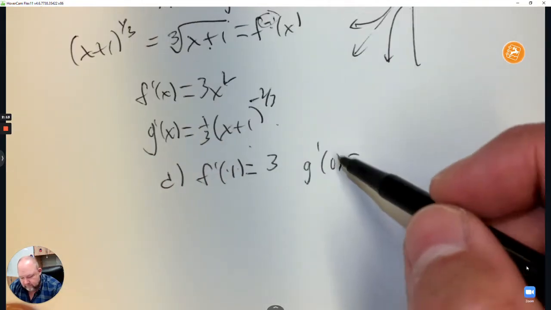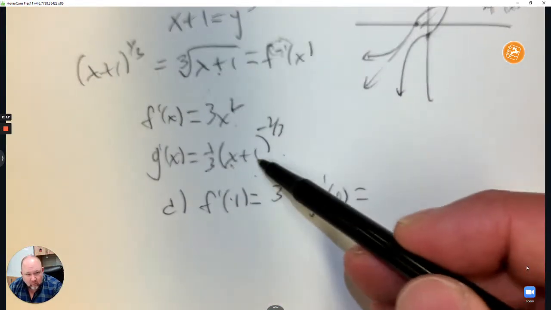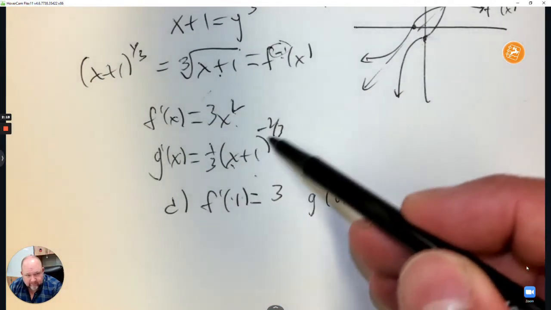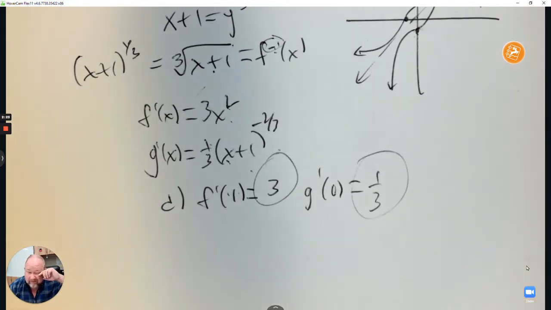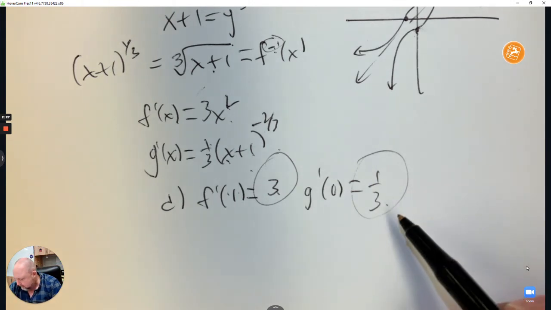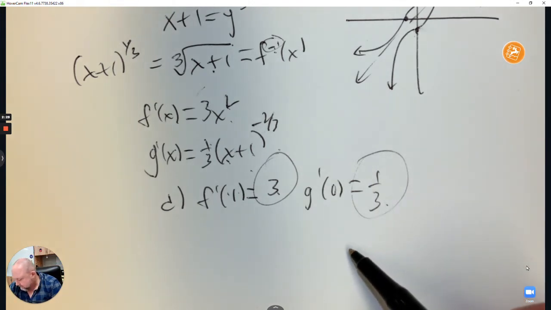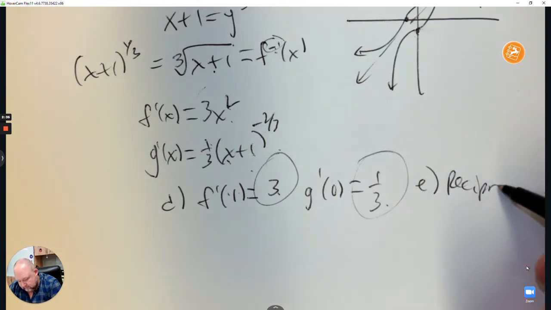Well, let's see if that's true. So we plug this into the derivative, 0. 1 to any exponent is 1. And so you're left with 1/3. And that's the calculus connection to inverses. That the derivatives are reciprocals.